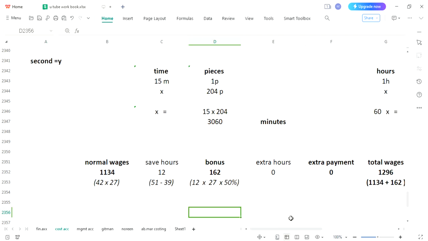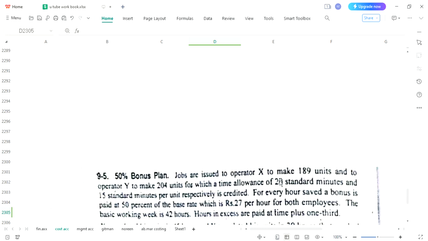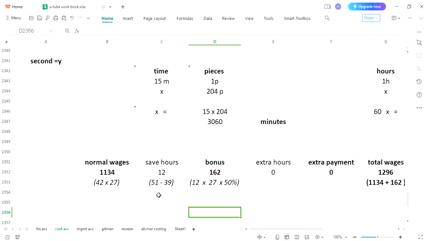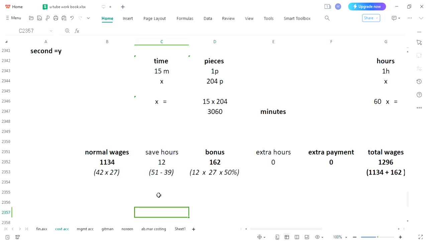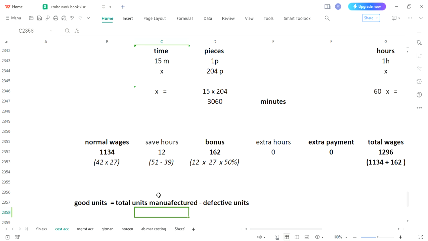For this, as you know, we need to see good units. Y had produced 204 units. So the first step is to calculate your good units. How would you calculate? Total units manufactured, and you will subtract defective units so that you can calculate your good units.